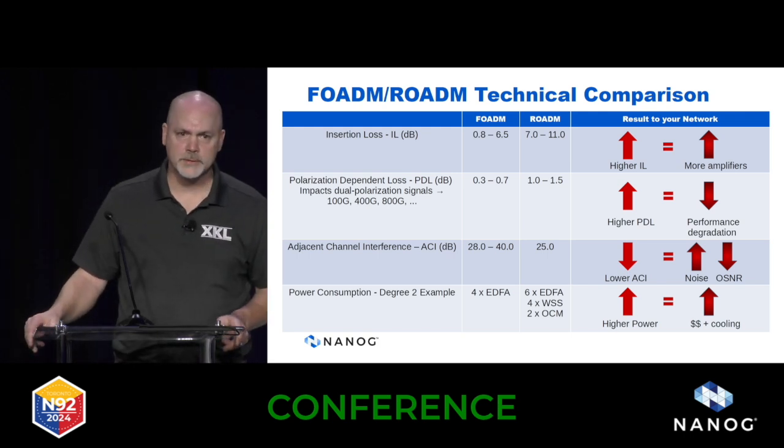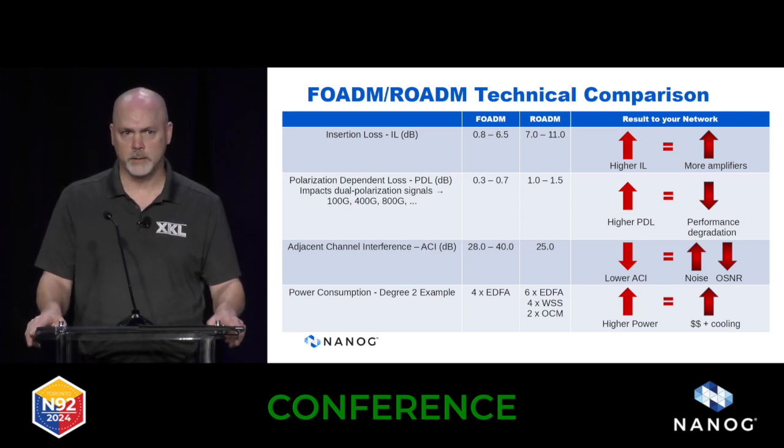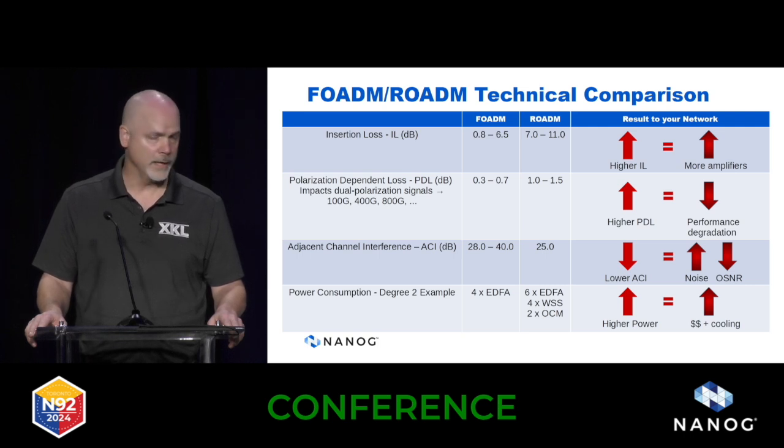PDL, polarization dependent loss. This item here is particularly important for the higher data rate channels in your network, which I think everybody's probably looking at: 100 gig coherent as a minimum, 400 gig coherent, 800 gig. These modulation schemes are using both polarizations of the light in the fiber. So they're most affected by PDL, not your direct detect, the 10 gig stuff from the past. And so you have to pay attention to PDL.